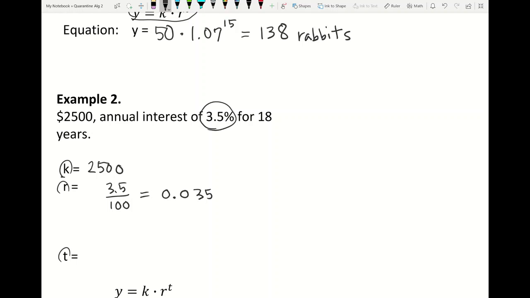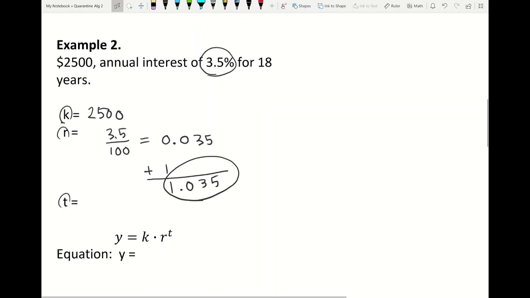And then what's the second thing that you have to do? You add 1. So if you add 1 to it, you're going to get 1.035. Okay, so that is going to be the R value. And T is the time. And in this case, it's 18 years. So T is going to be 18.